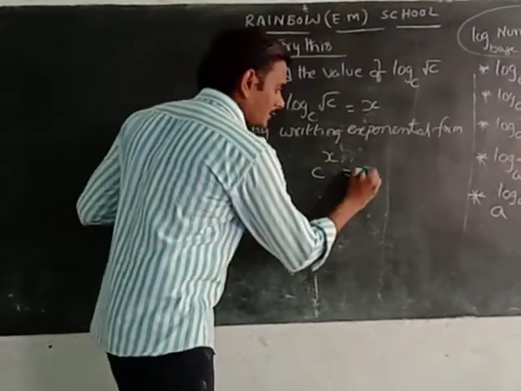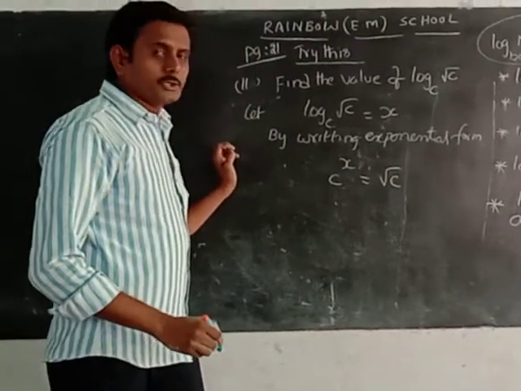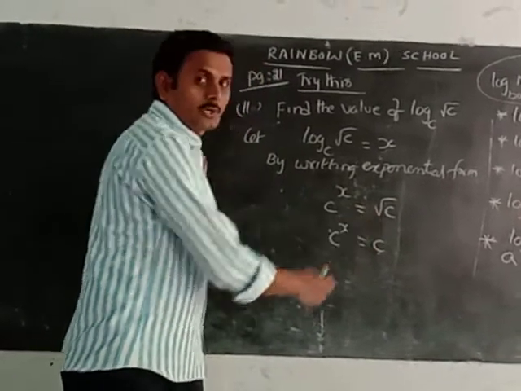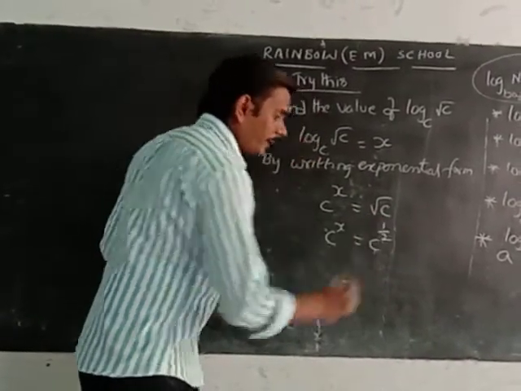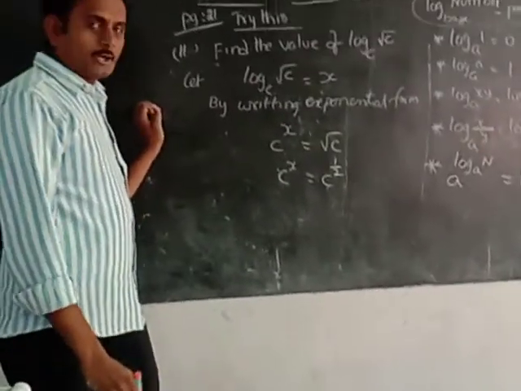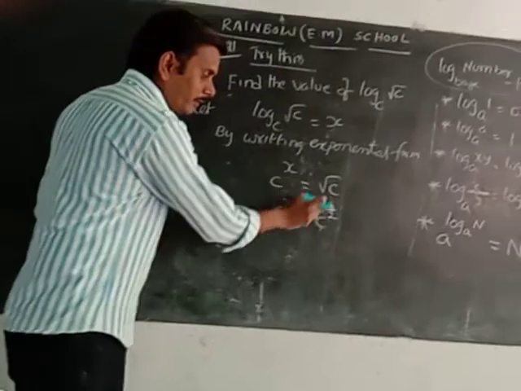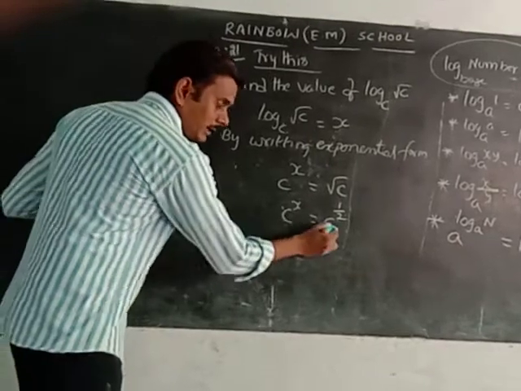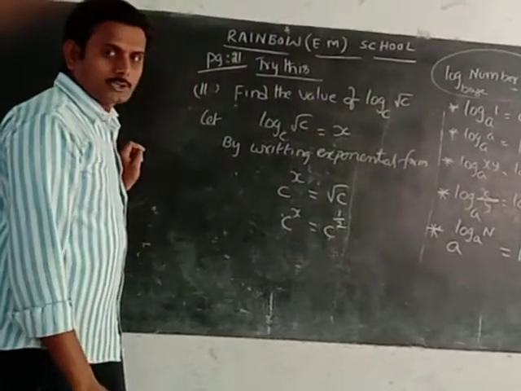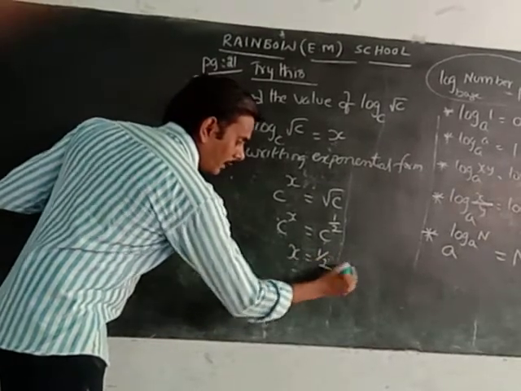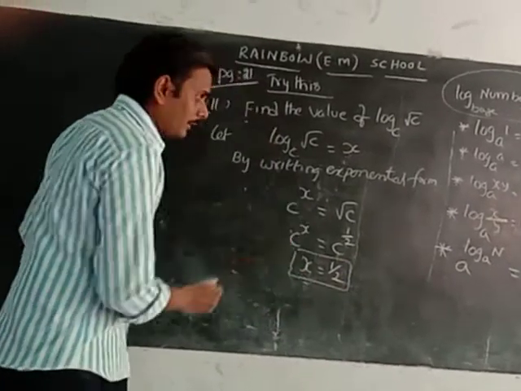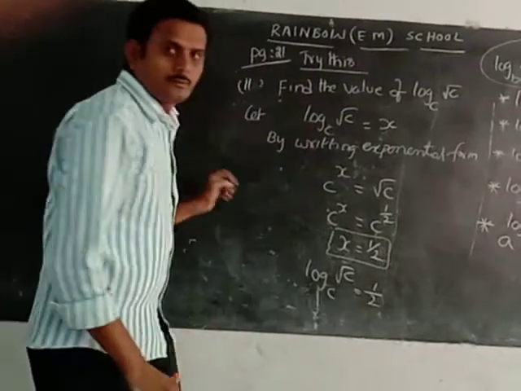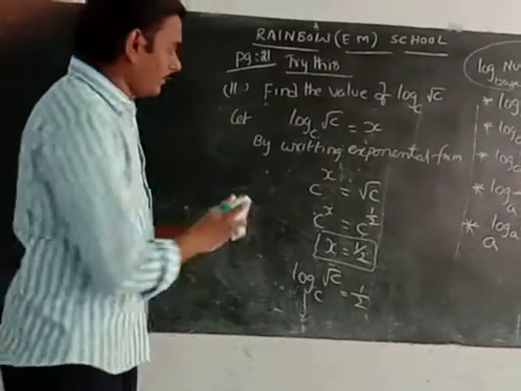Okay, root c. Root c means power is 1 by 2. c power x equal to c power 1 by 2, since root means the square root. Root of any number means it is taken in exponential form as power 1 by 2. Now see, both have the same base. Now we can write x equal to 1 by 2. That means log root c base c equal to 1 by 2. Okay, this is one model. Next, another model we will do the same.